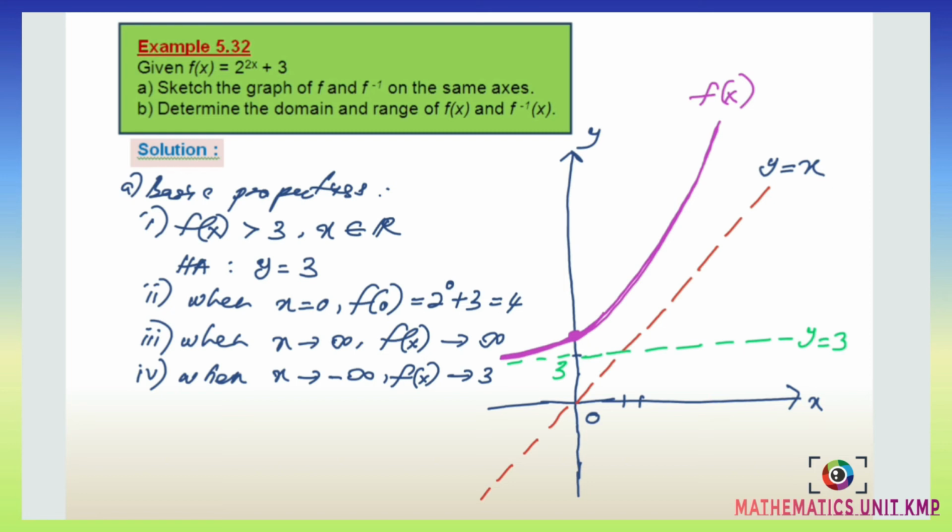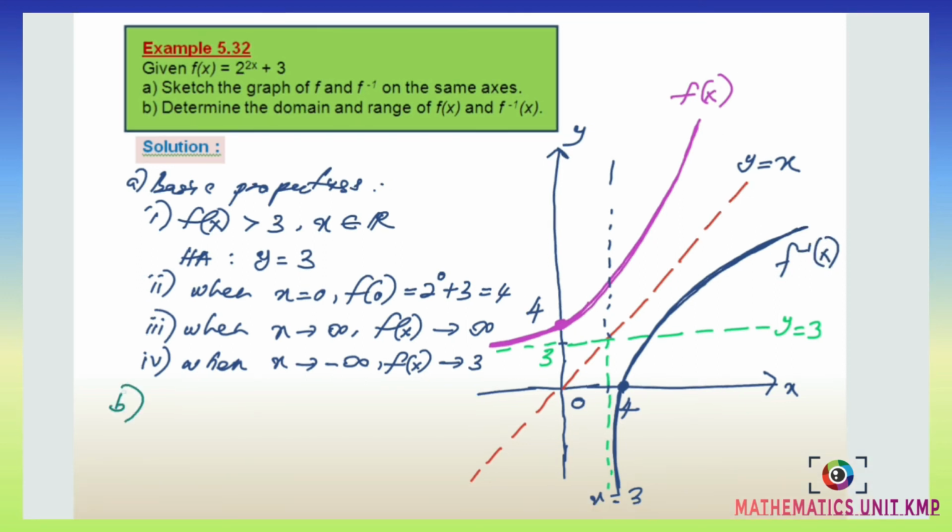Now we can try to sketch the f inverse. Sketch the vertical asymptote x equals 3 and intercept the x-axis at 4. And the inverse graph approaches the vertical asymptote at 3. And reflect the graph to get f inverse, and label f inverse of x.